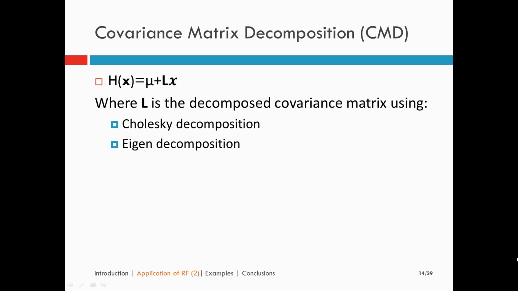The random variables on all the nodes are generated by a matrix multiplication where the matrix L is the decomposed covariance matrix, and therefore we can use Cholesky decomposition or eigendecomposition, and the vector X is a vector with all standard normal random variables, and to all those values the mean value, which can be varying in space, is added.